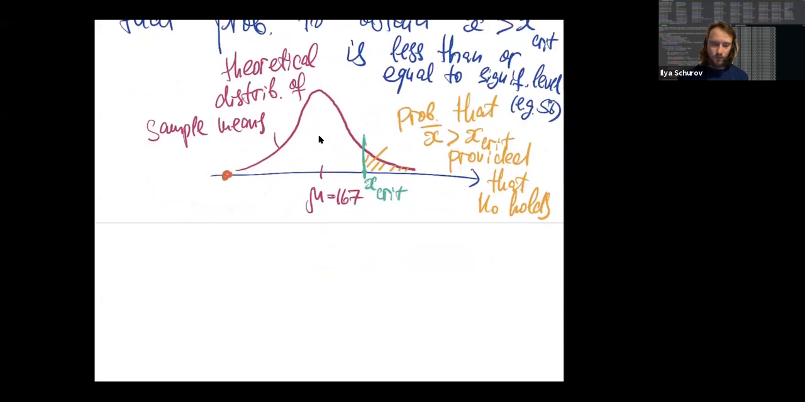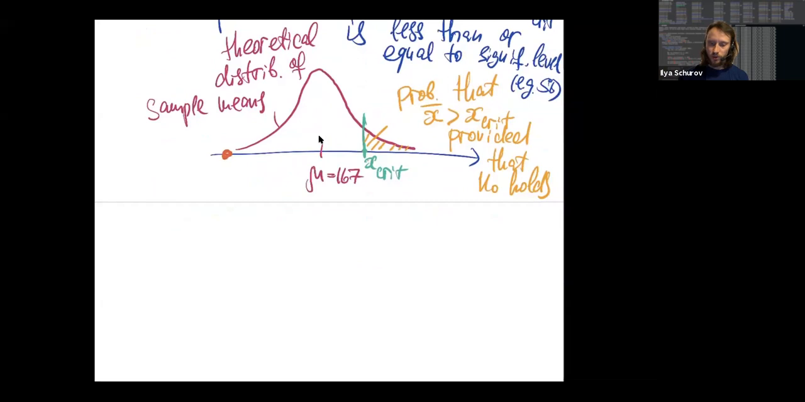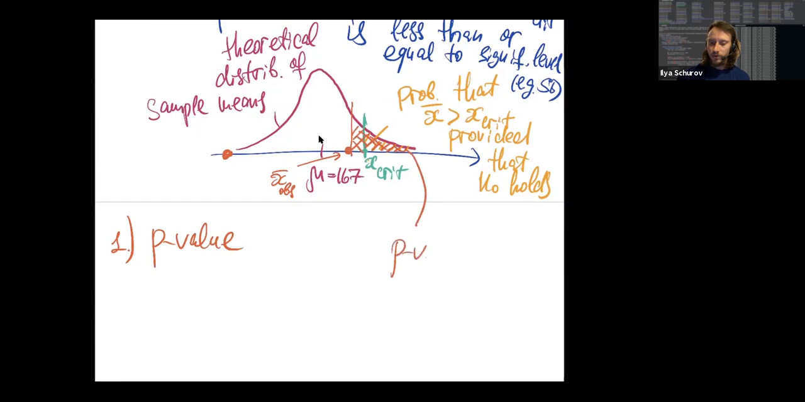And in fact, I have two points to add to my lecture. First point is about p-value. What is p-value? If you have some observed value like this, this is x bar observed, then you can find a p-value, which is a probability to obtain this value or more extreme, in this case, more to the right. So this probability is p-value that depends on our x bar observed.